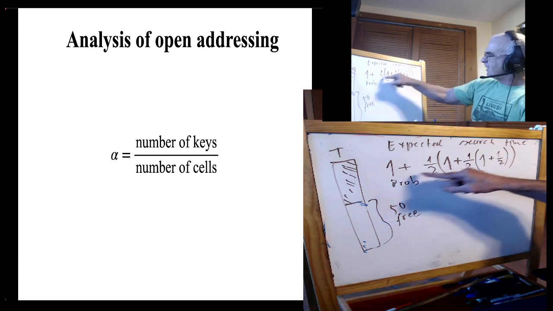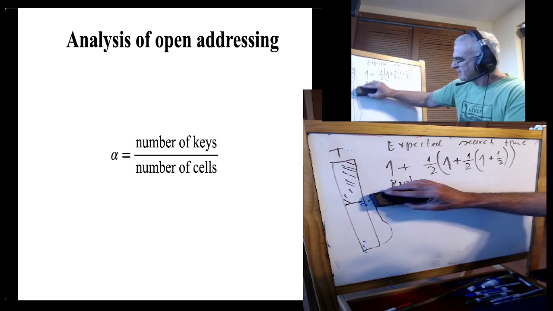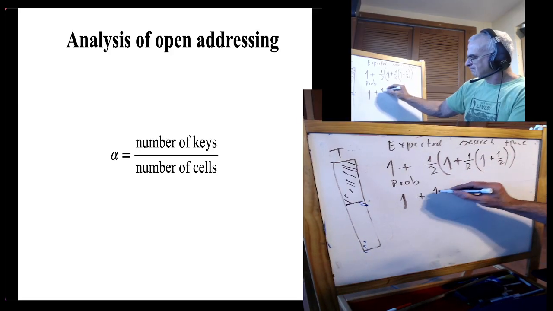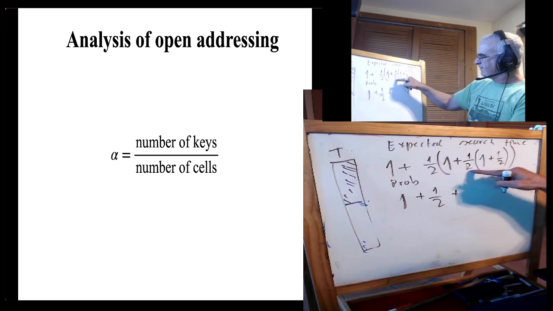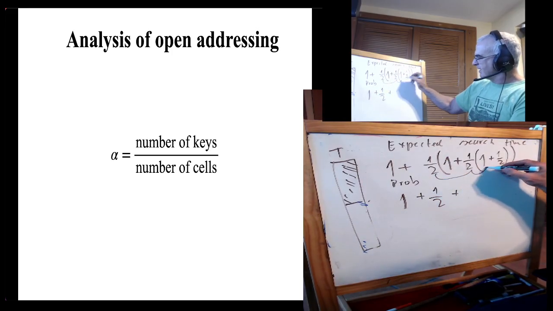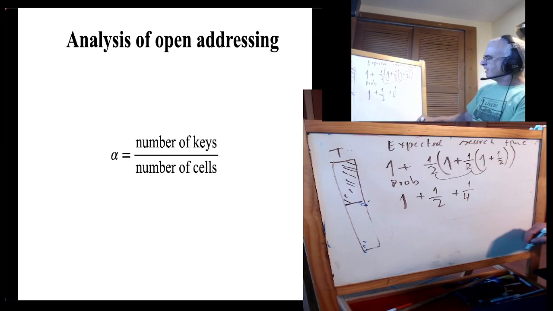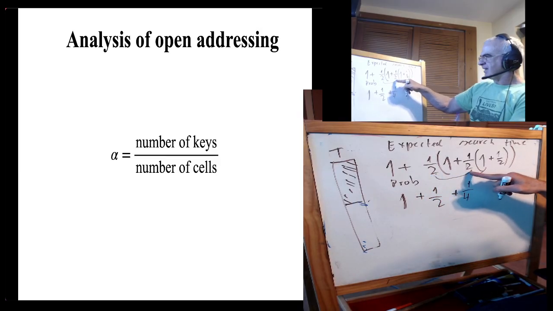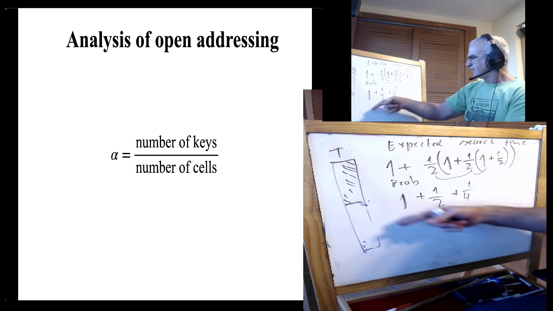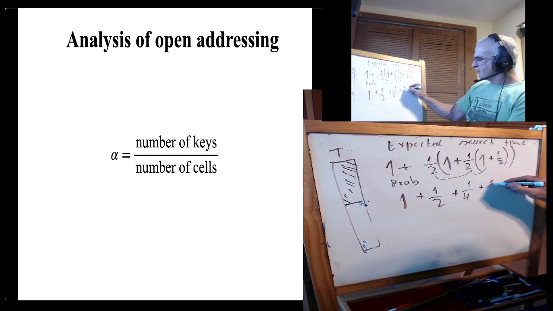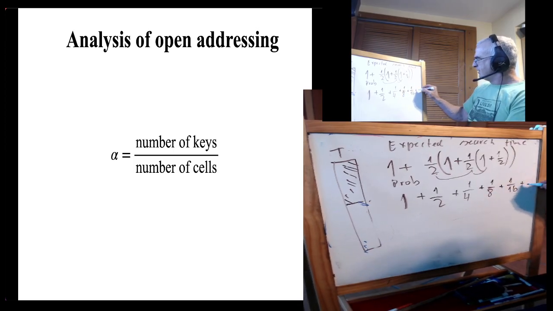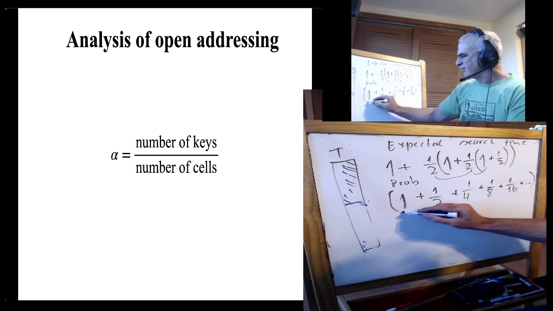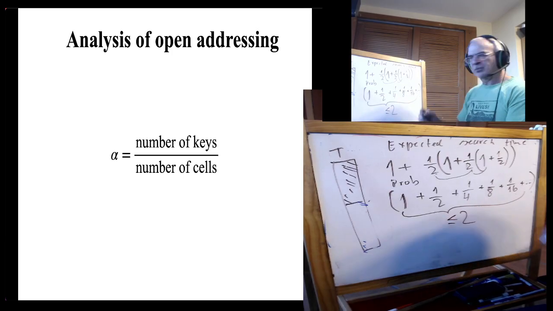So let's leave it. Let's just open the parentheses, and this is just 1 plus half times 1 plus half times half times 1, also known as quarter, plus half times half times half, that is, I failed in my second probe, I failed in my third probe, always in occupied cells, so it will be 1 over 8 plus 1 over 16, and even if this summation goes on forever, this number is at most 2.